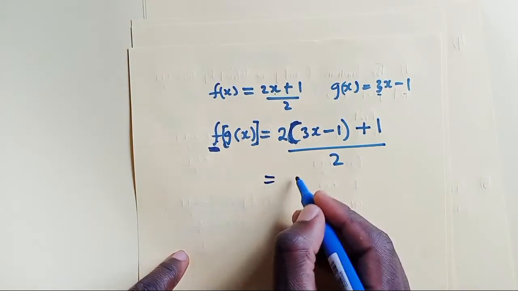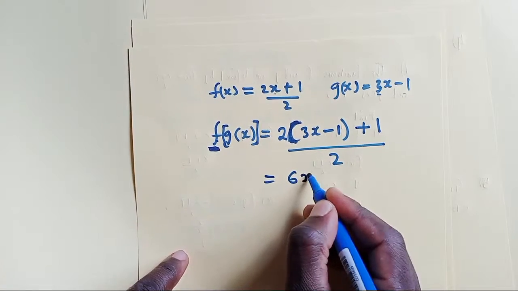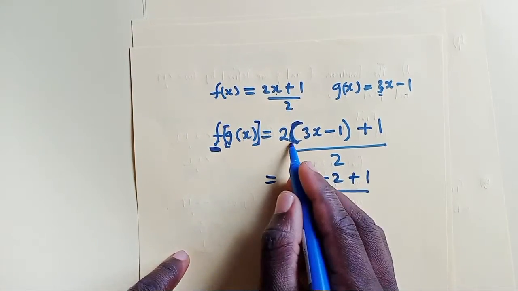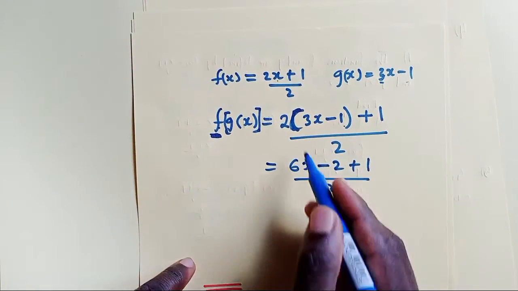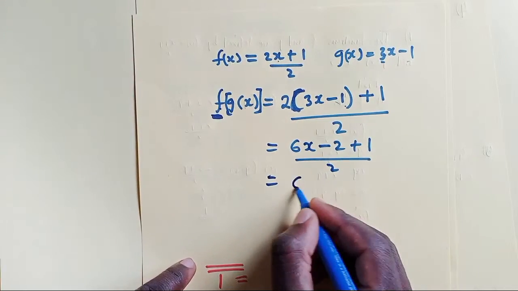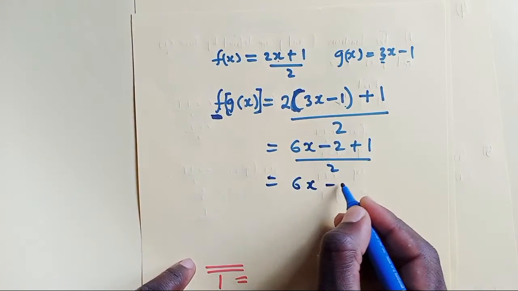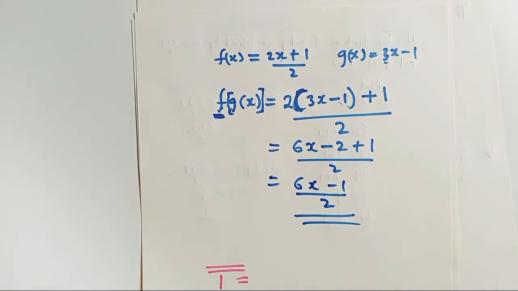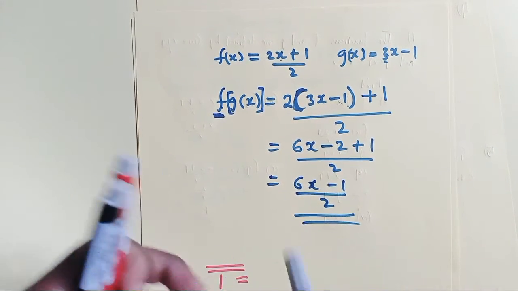And simplify it. So it will be 6x minus 2 plus 1 over 2. I've just gotten rid of the brackets. The next thing here is to work out 6x minus 1 over 2. So this is our answer, Joseph, if you've been asked to find f of g of x.